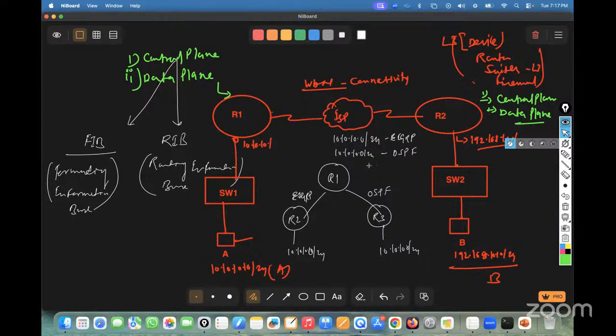What happened, guys? So basically, we have to select EIGRP because EIGRP has the lower AD value, 90. This one has the AD value 110.